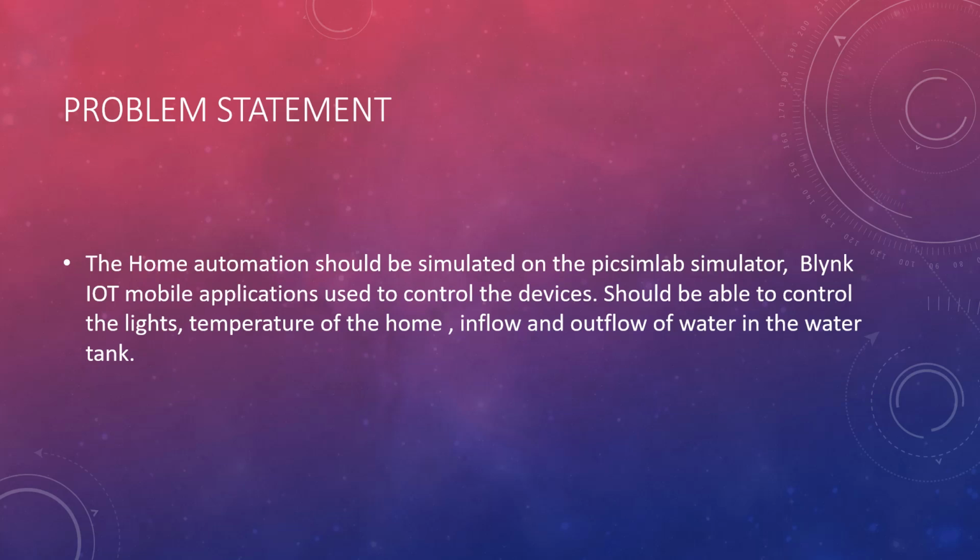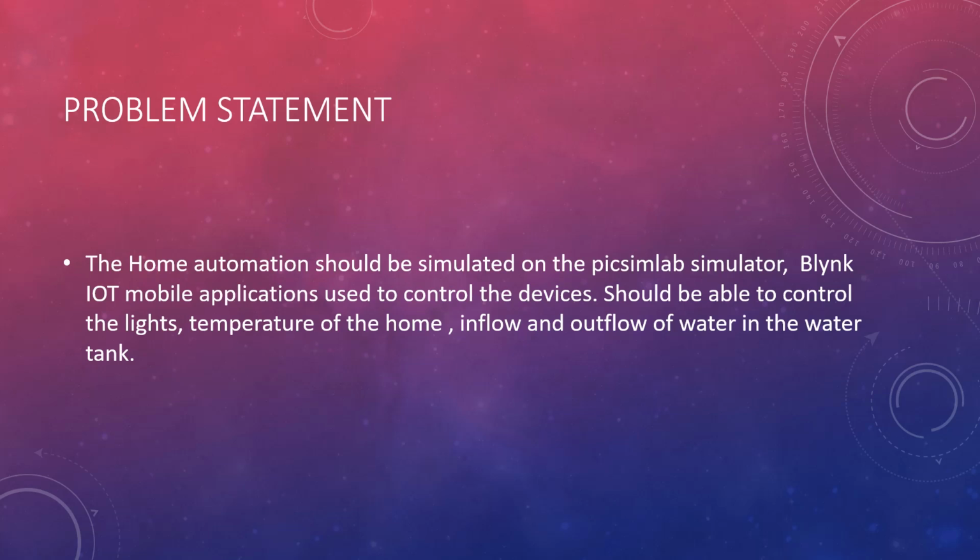Users should be able to monitor and control the temperature of the home. Simulate a temperature sensor in the Pixim Lab, then connect the sensor to a microcontroller that reads the temperature data. Blink integration: display the temperature reading in real time on the Blink app, and provide a slider or input field for the user to set a desired temperature and use this to control an actuator.